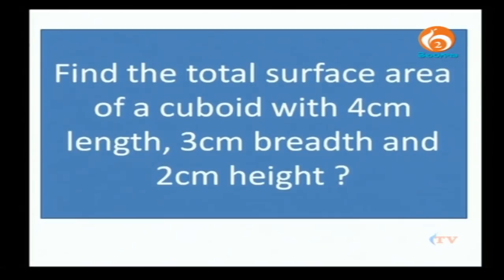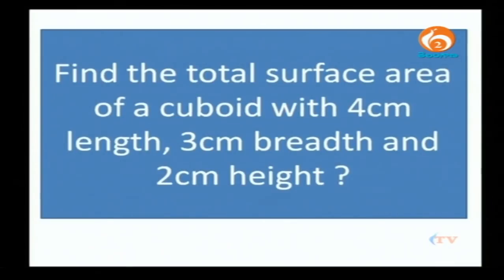In this problem, you have to elicit 2 points, that is, what are given and what you have to find. First of all, what you have to find? You have to find the total surface area of a cuboid. For that total surface area of a cuboid, what do you need? Of course, as we have discussed earlier, L, B, H, the dimensions of a cuboid. Are they given in the problem? Let us look at the problem again. 4 centimeter length, 3 centimeter breadth and 2 centimeter height.